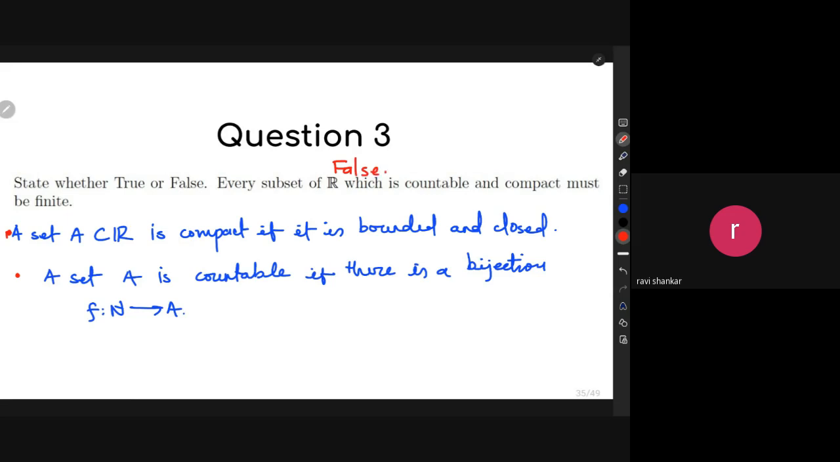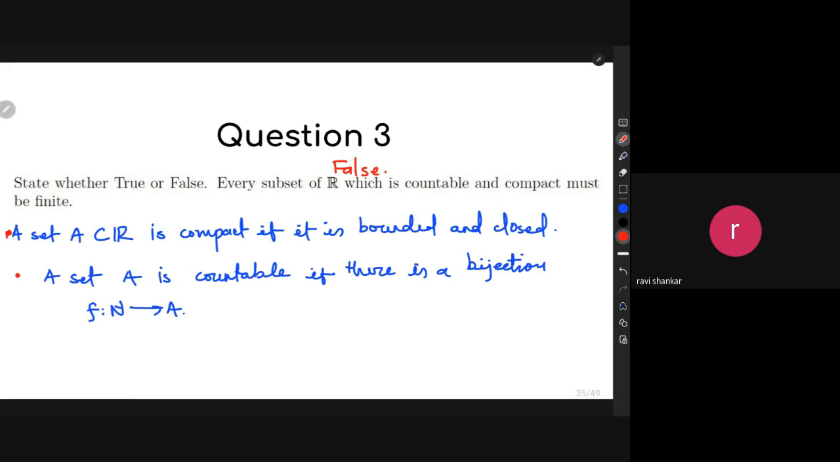Okay. It is not a true statement. And I will give you an example of why it is false. So it is not a true statement.